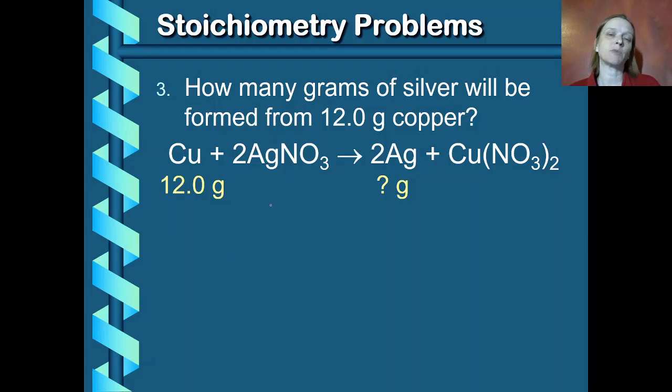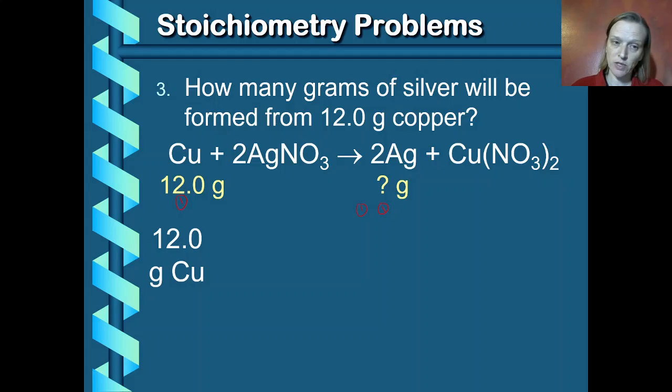How many steps is this process going to be? Well, first I need to convert from grams to moles of this substance. That's going to be one step. Then I need to convert from moles of this substance to moles of a different substance. That's going to be one step. And then I'm going to convert from moles of this silver to grams of that silver, which is a third step. This is going to be a 3-step process.